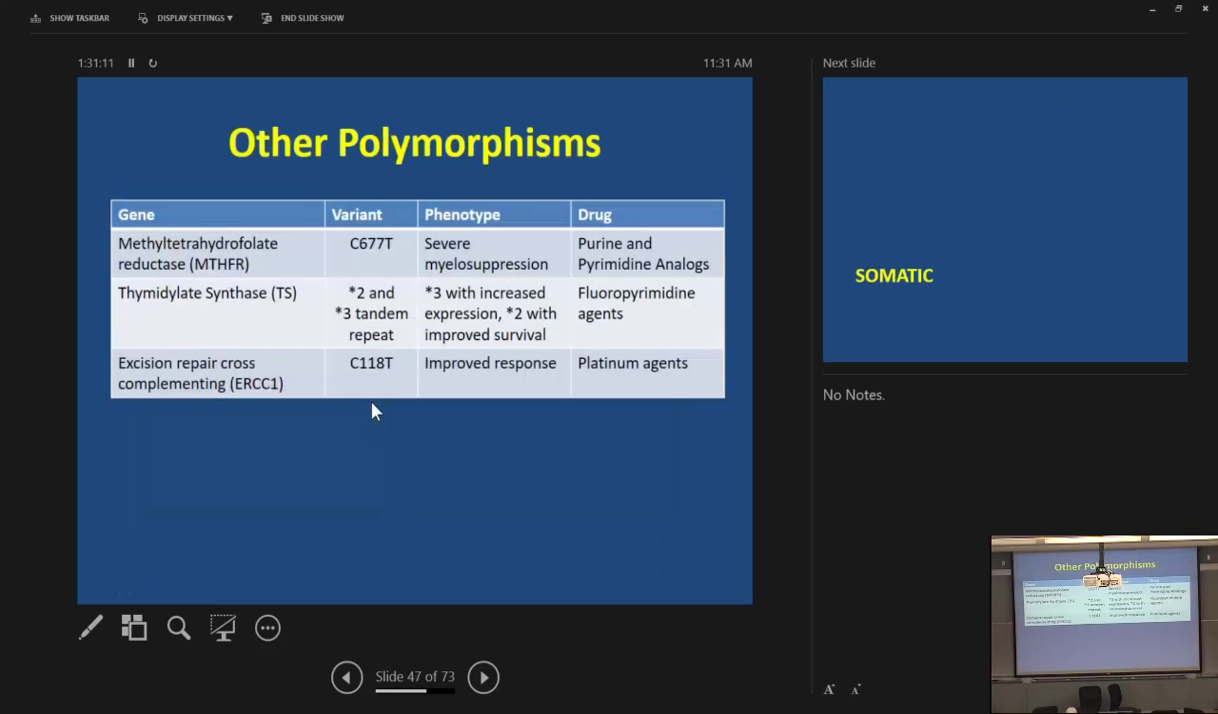All right, here are some other polymorphisms that we see in our patients related to drug metabolizing enzymes. We're not going to go into them in any detail, just because I want to get to the somatic stuff. But you can see that we also have things that play a role in some of our antimetabolites as well as our platinum agents. Okay.